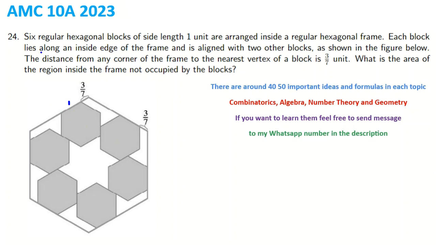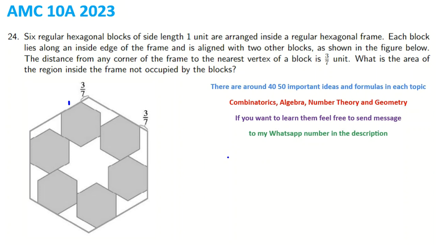Each block lies along an inside edge of the frame and is aligned with two other blocks like this. Two other blocks on this side, all of them. The distance from any corner of the frame to the nearest vertex of a block is 3/7 units. This one, this one, this one, all these things. What is the area of the region inside the frame not occupied by the blocks?